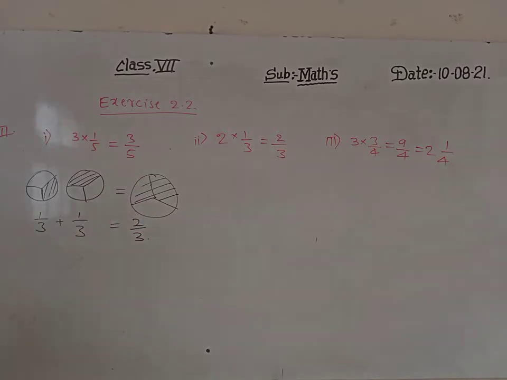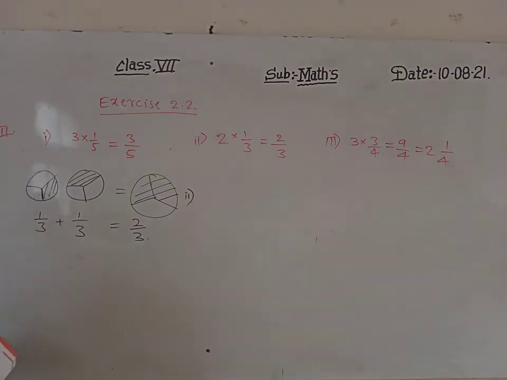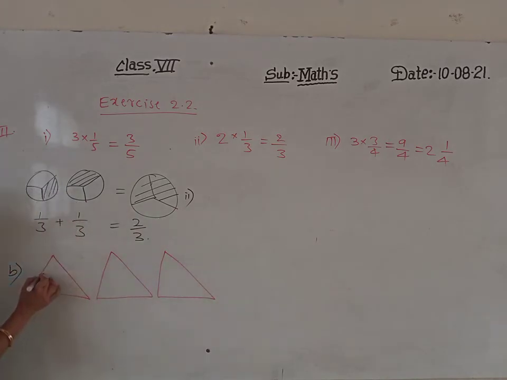Which one is it? Second. Next, fifth one, there are 3 triangles. In each of the 3 triangles there are again 4 equal parts. Out of 4 equal parts, 3 parts are shaded here. Out of 4 equal parts, 3 parts are shaded in this triangle. There are 3 triangles. In each triangle there are 4 equal parts.